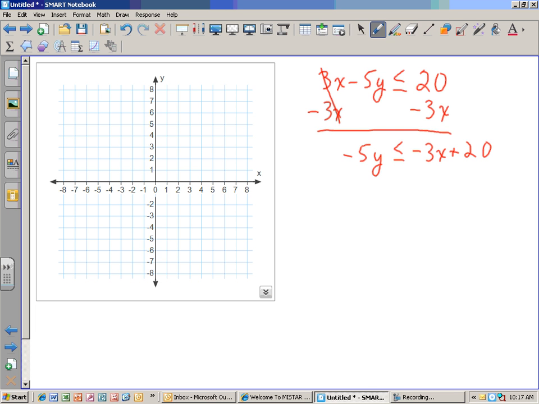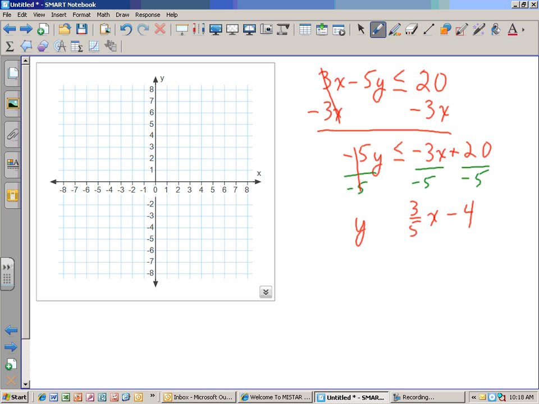And now what do we do? Divide by negative 5. I'll divide this by negative 5, and this by negative 5. You have to divide all three. Okay? So here I'm going to have y, negative 5 over negative 5. Over here, a negative divided by a negative is a positive, so this will be positive 3/5 x. And 20 divided by negative 5 is negative 4.